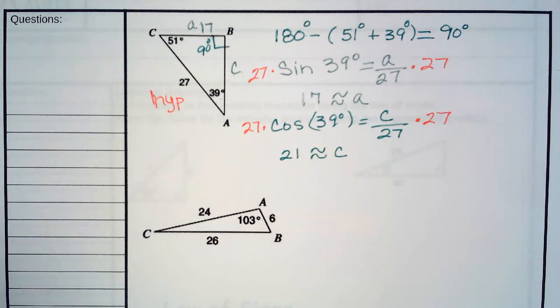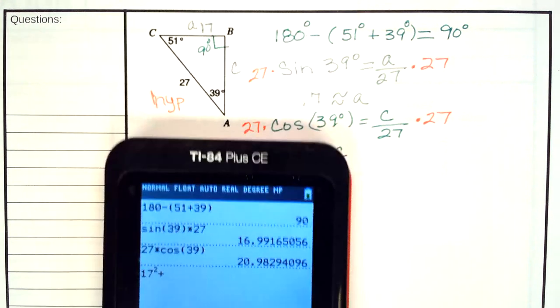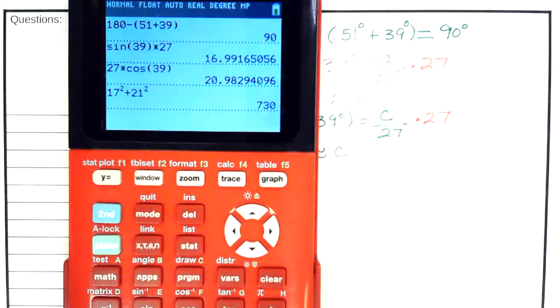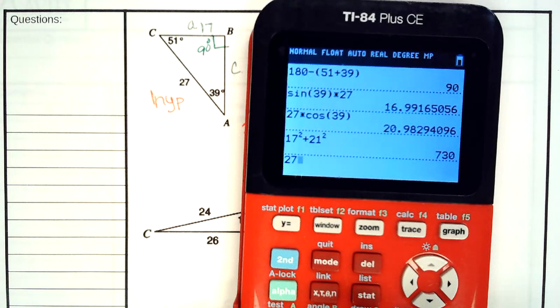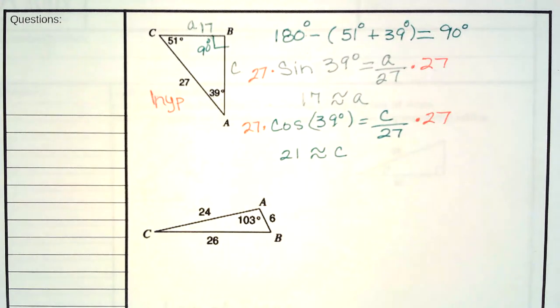So how close are we? Let's look. 17 squared plus 21 squared, I get 730. 27 squared gives me 729. Pretty close. Okay, for the last one, pause and see if you can set up.